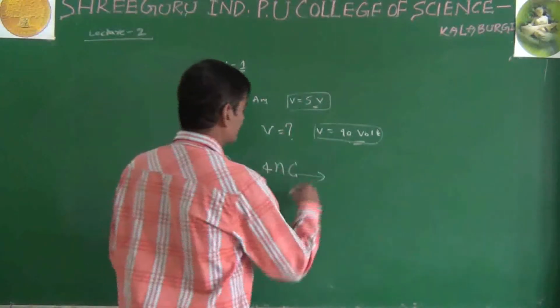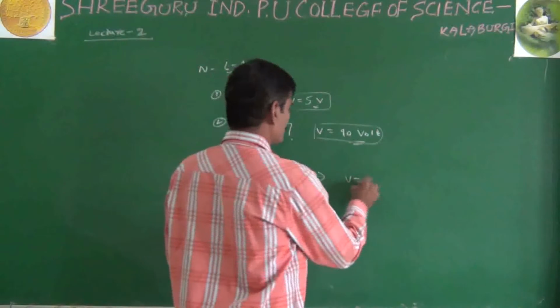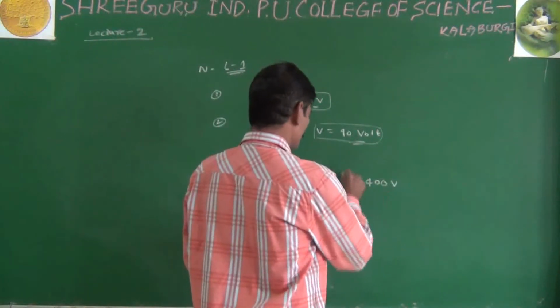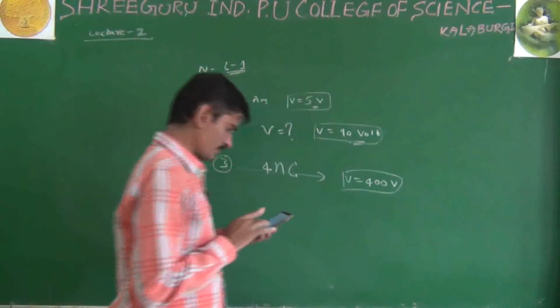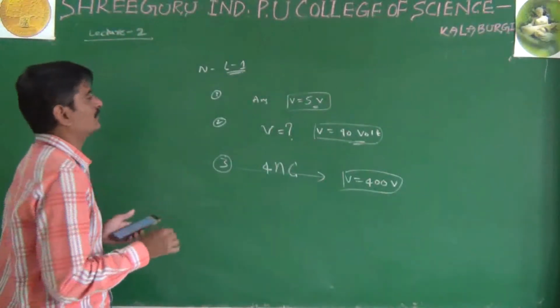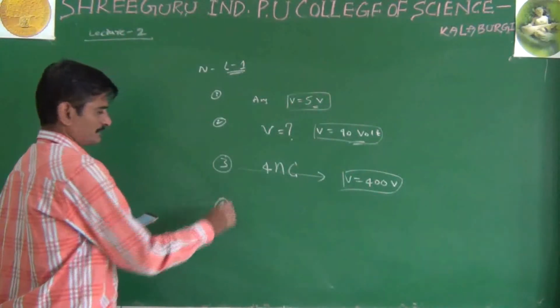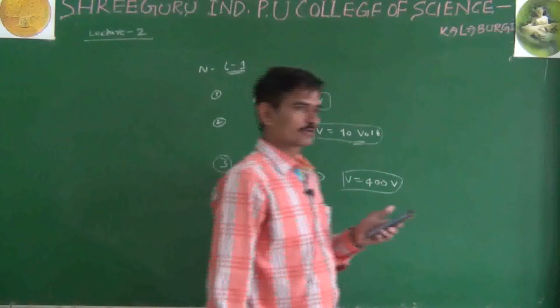The answer for this third question will come out to be V is equal to 400 volt. That is the answer for the third question. Next, fourth question.